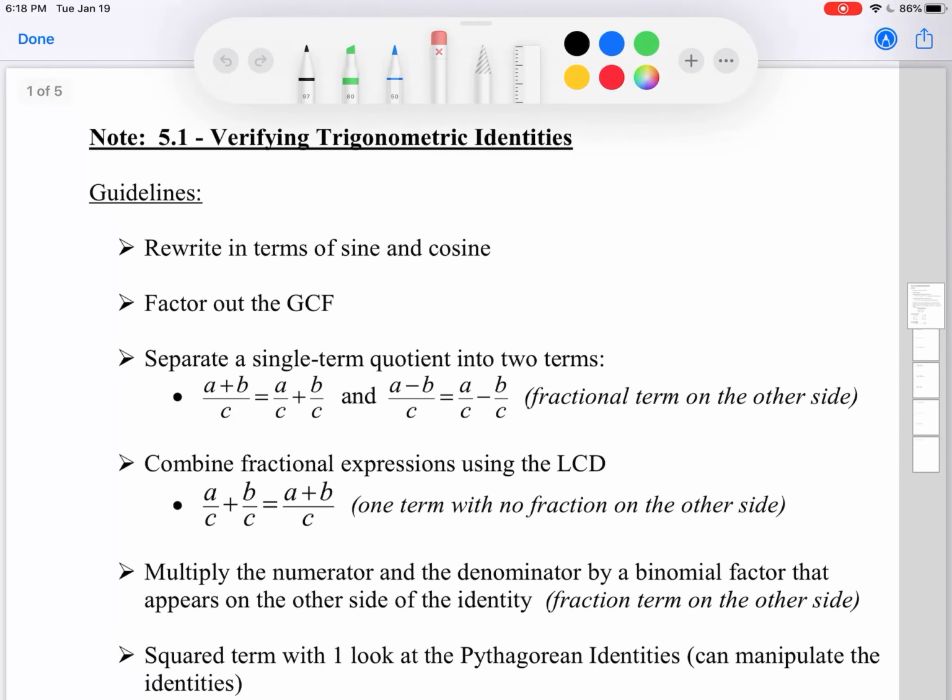Hi everyone. Today we are going to cover section 5.1. This is the beginning of our chapter 5 notes. To get started, you'll notice that the title is called Verifying Trigonometric Identities.